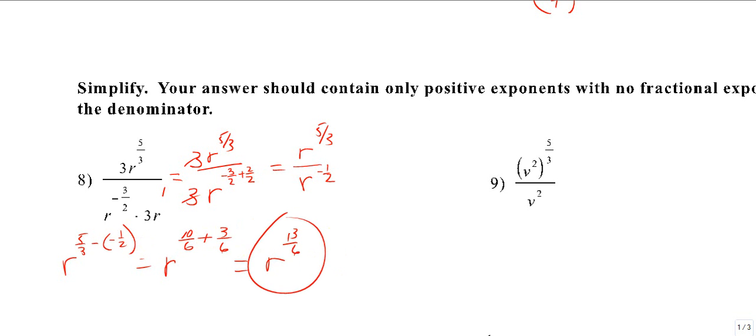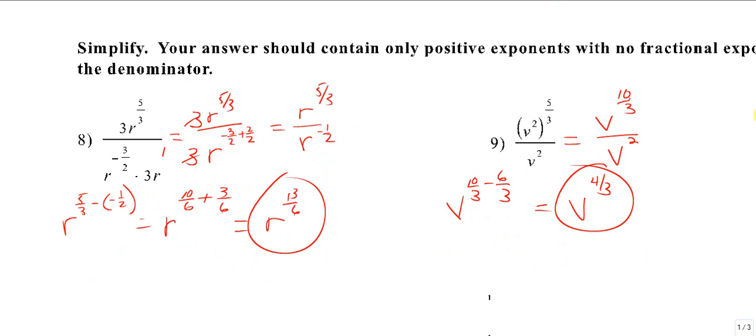Next one. Let's distribute the exponent in. That'd be 2 times 5/3. So that would be v to the 10/3 all over v squared. Okay, the largest exponent is in the numerator, so let's subtract the numerator exponent minus the denominator. So I'm going to have v to the 10/3, and let's change the 2 to a common denominator. So 2 times 3, that would be minus 6/3. V to the 4/3.